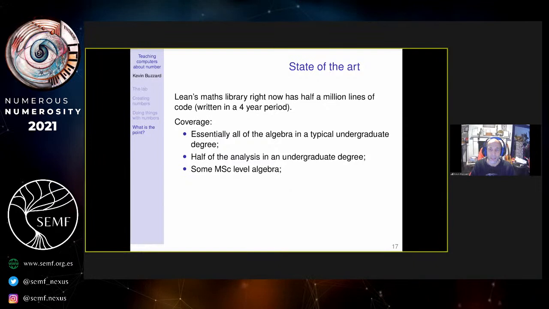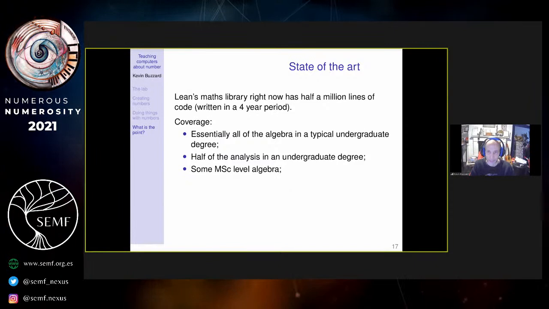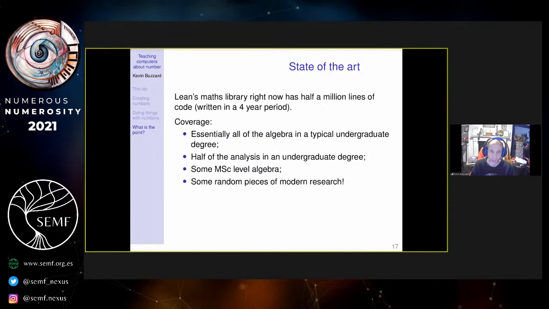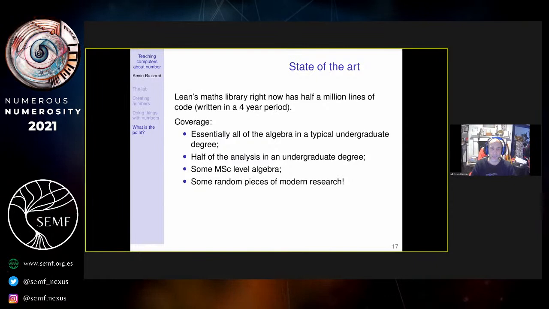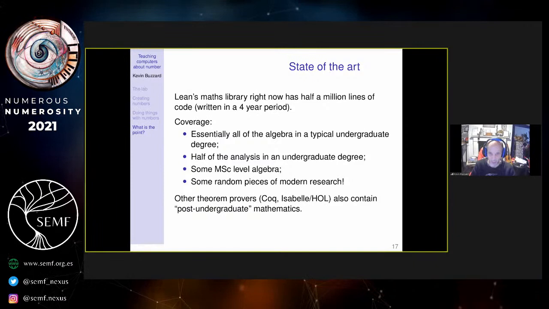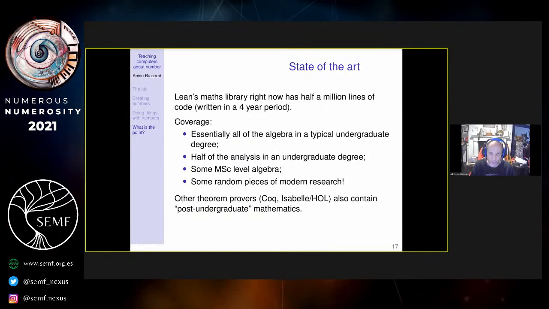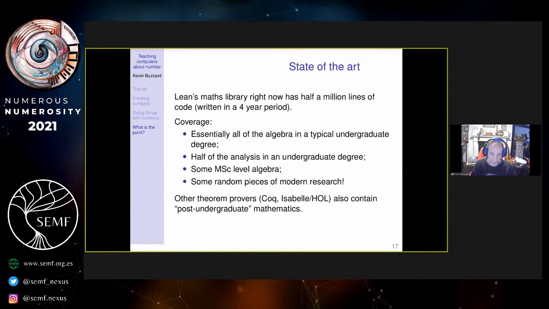We have half the analysis of an undergraduate degree, but we have all the algebra. And the algebraists, for example me, are interested in pushing things much further. So we now move to this kind of MSc level algebra and much more. We have some modern research level algebra in these systems. And other theorem provers have other bits as well. For example, Isabelle/HOL has much more analysis, and there are some highly non-trivial pieces of algebra in the system Coq. So these are really the three main systems for serious modern mathematics.